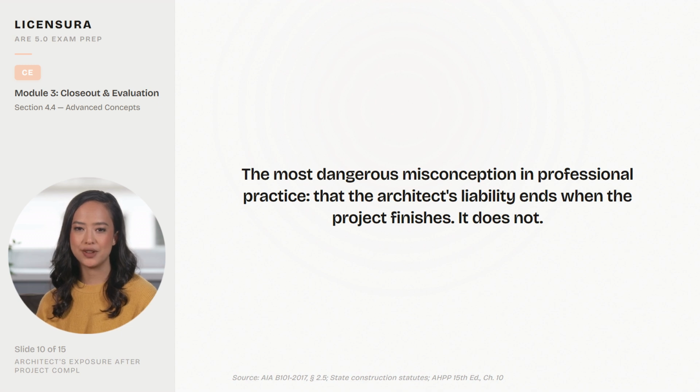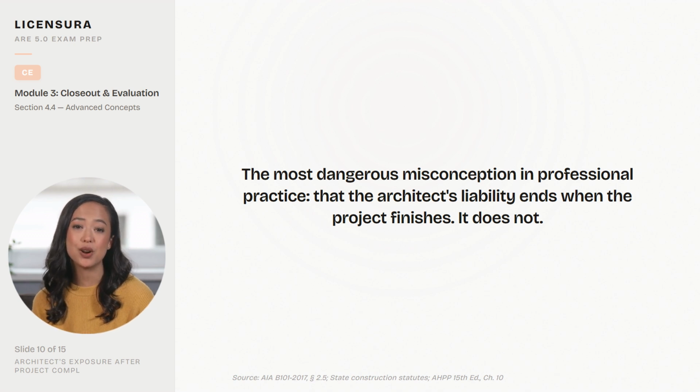The most dangerous misconception in professional practice: that the architect's liability ends when the project finishes. It does not. Construction claims are most commonly filed 3 to 5 years after project completion, not during design or construction. A hidden waterproofing defect, a latent structural issue, a code compliance gap that only surfaces during a renovation years later. These all trigger claims that land on the architect's desk long after the final invoice was paid.